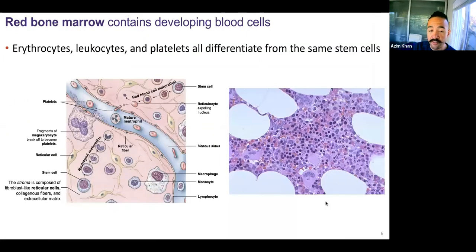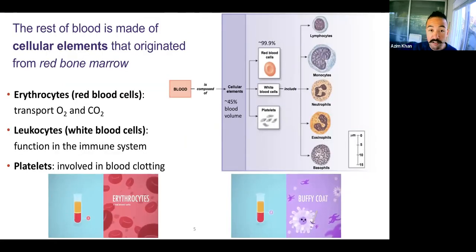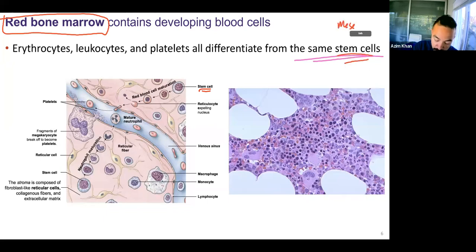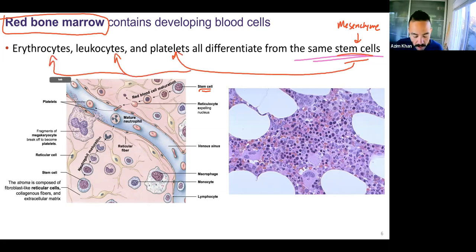Let's take a closer look first at where these cells develop in the first place. All of these cellular elements, erythrocytes, leukocytes, platelets, develop from the same stem cells that are found in the red bone marrow. As I've mentioned before, these stem cells came from mesenchyme originally when we were embryos.